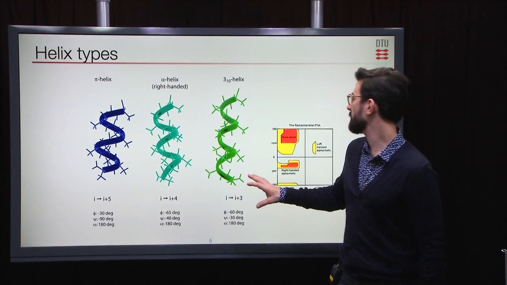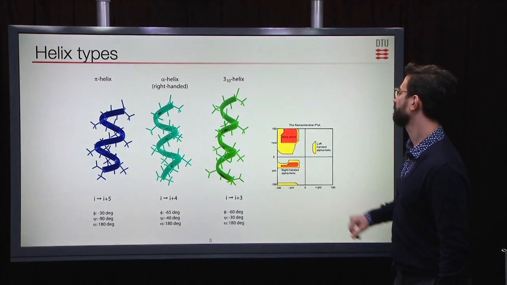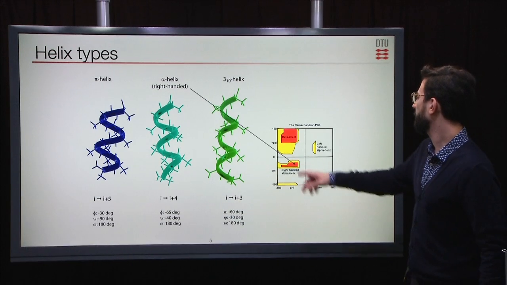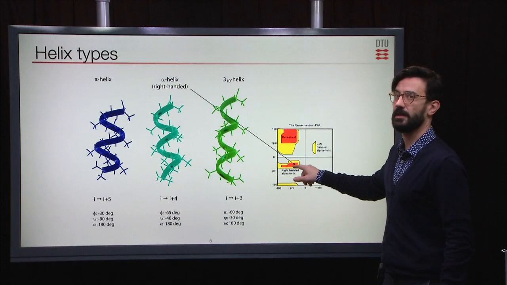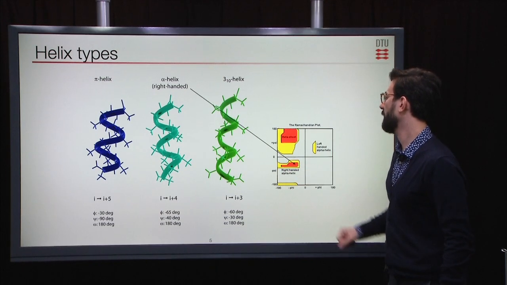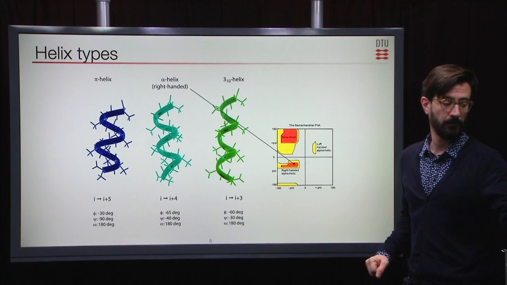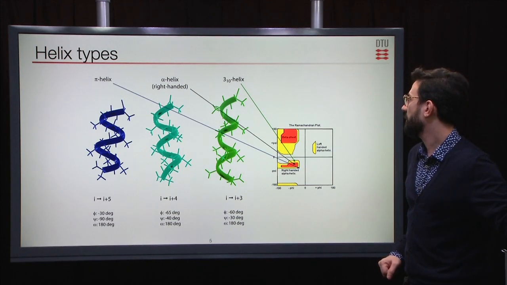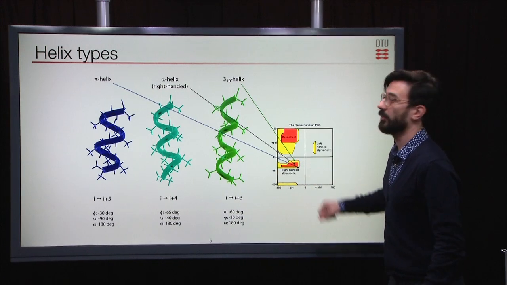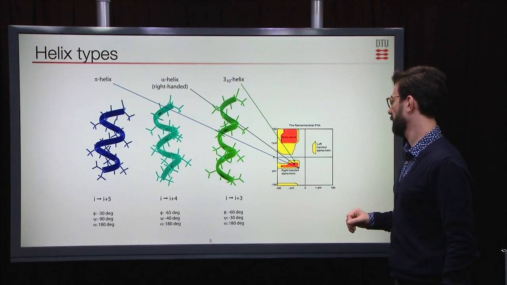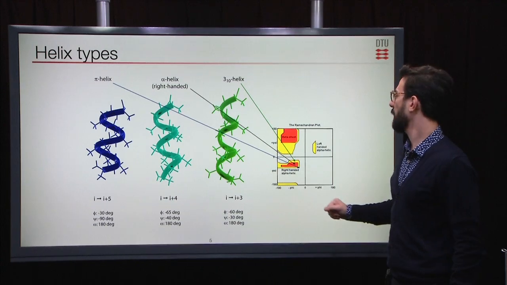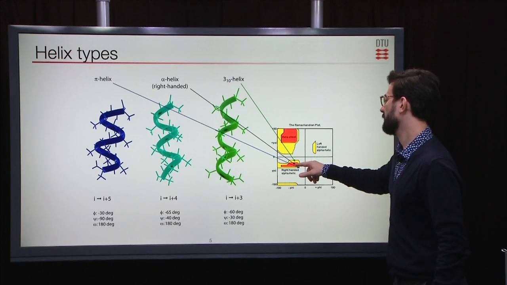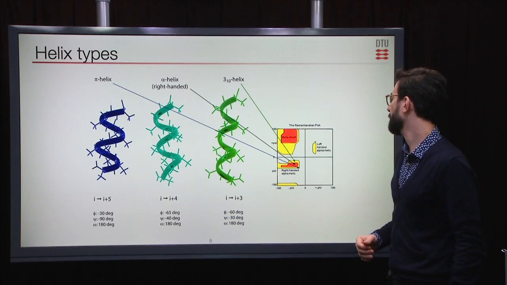If we display these in the Ramachandran plot, we will see that the alpha helix lives more or less in the middle of the right-handed alpha helix region, where the 3-10 and the pi helix live more on the border. But this is not precise, so you will also find alpha residues that are not exactly in this point, but around this region.